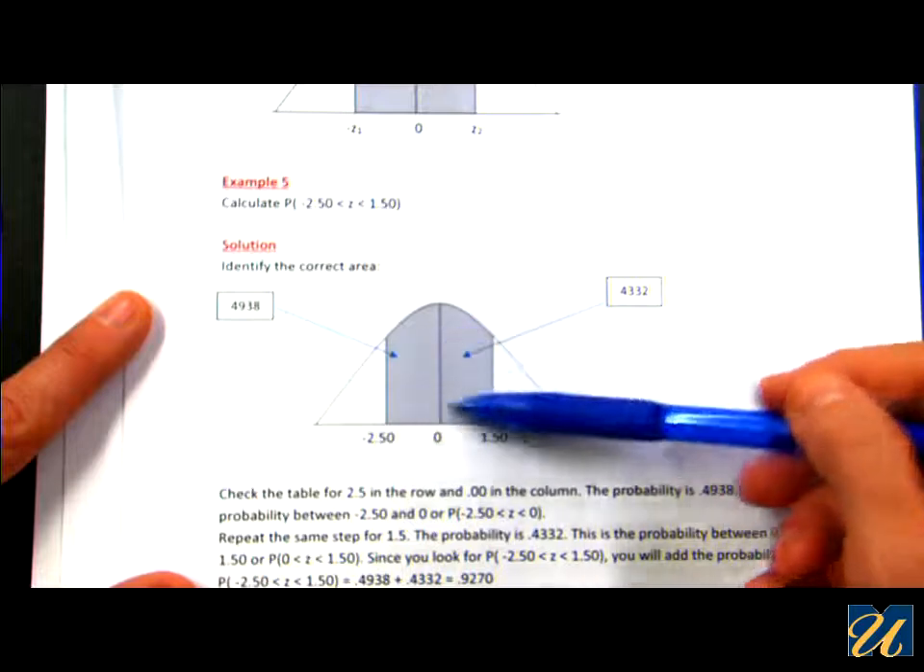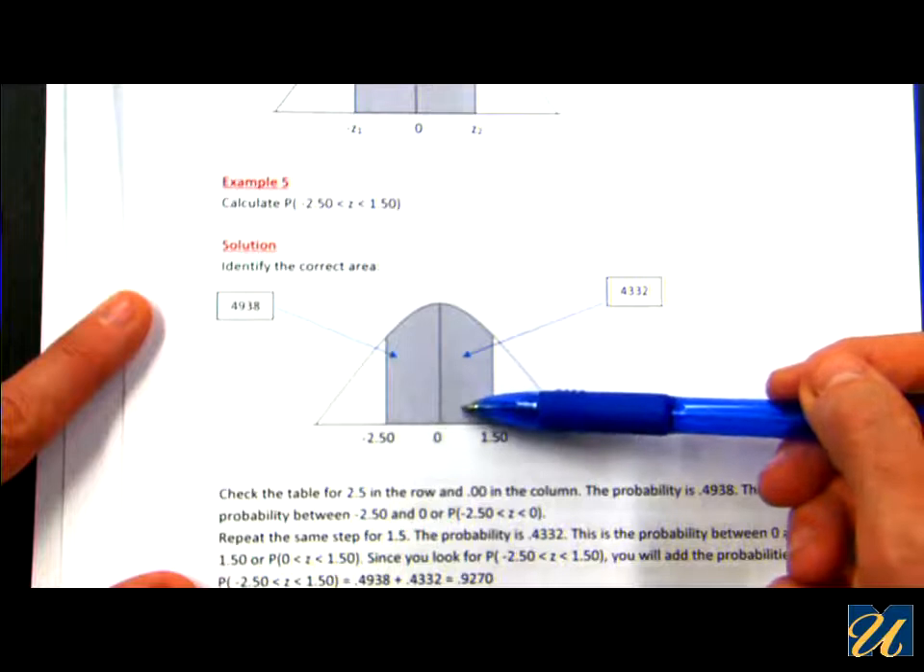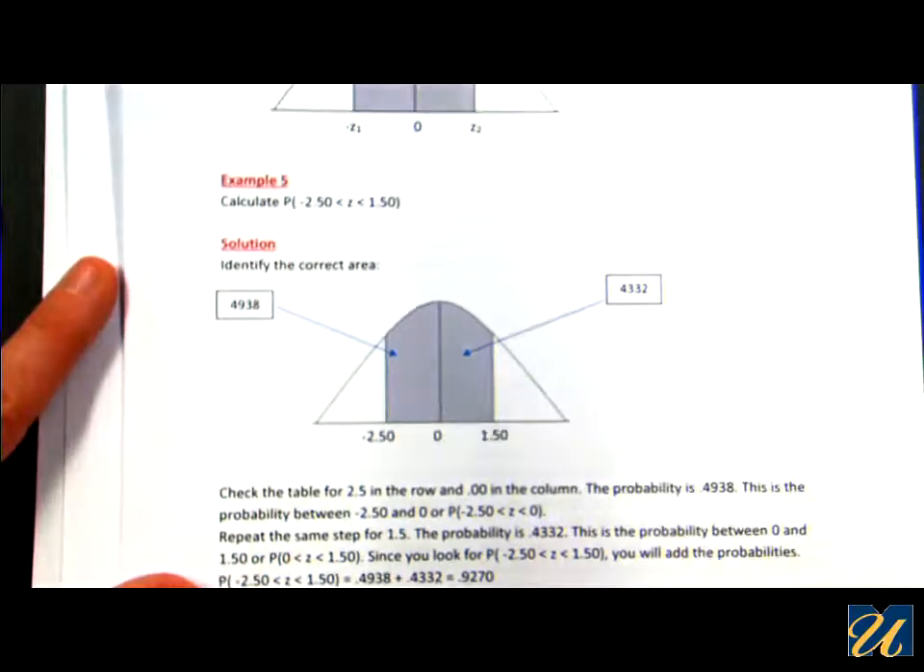Just a note to that, when you don't have, for example, z-scores and you have regular numbers, always remember that if you're looking for an area where the mean is inside the area you're looking for, you will always be adding at the end the corresponding probabilities.